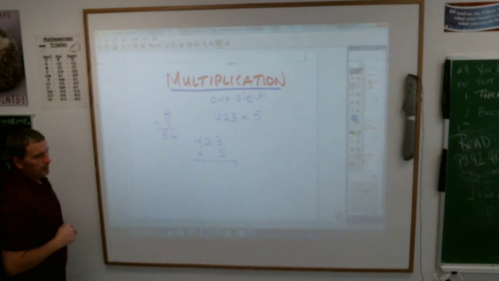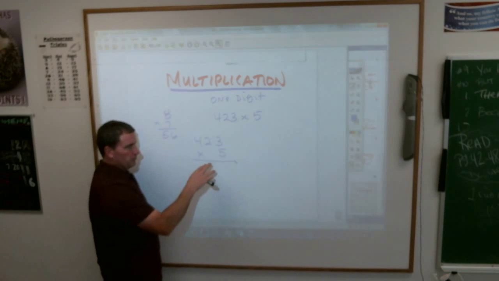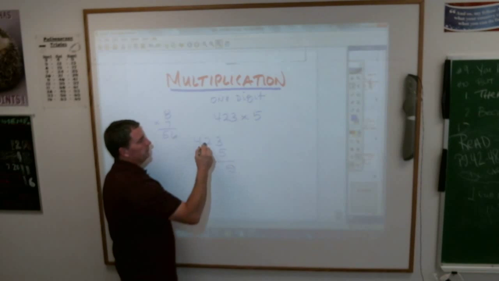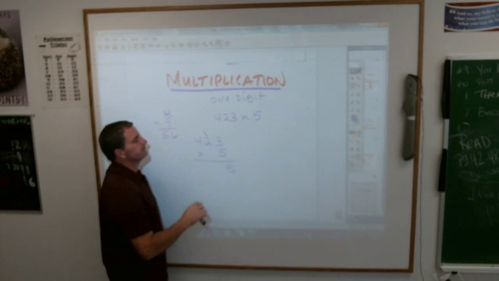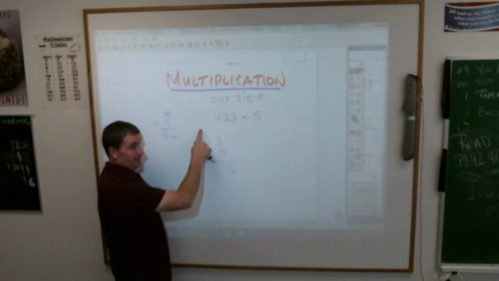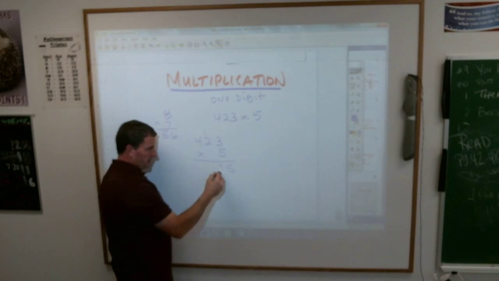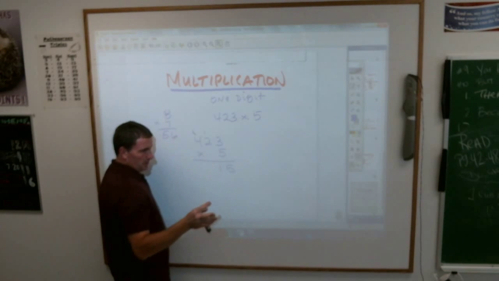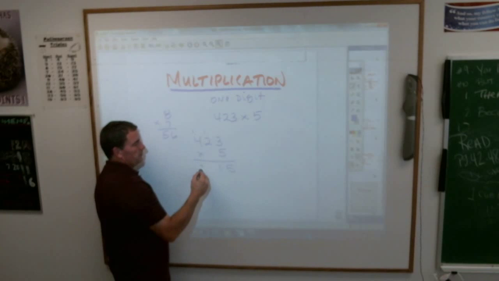Correct? And then you start at the very right and you go, okay, 5 times 3 is? 15. 15, and you put the 1 up there, correct? 5 times 2 is 10, add the 1, which is? 11. You carry the 1 up there, and then 5 times 4 is? 20. Plus the 1 is 21.